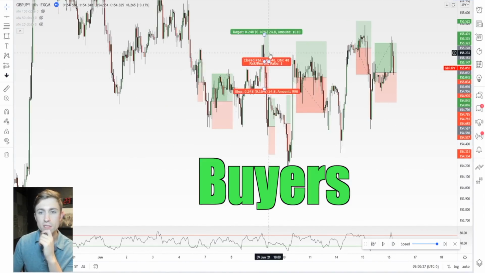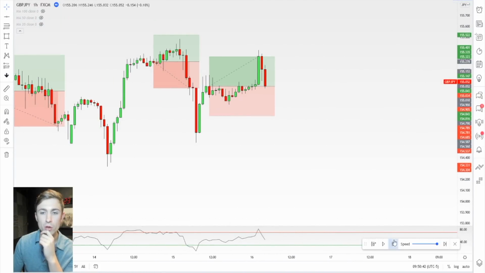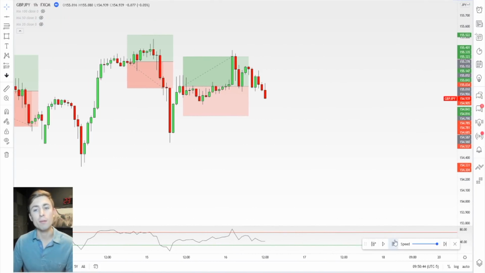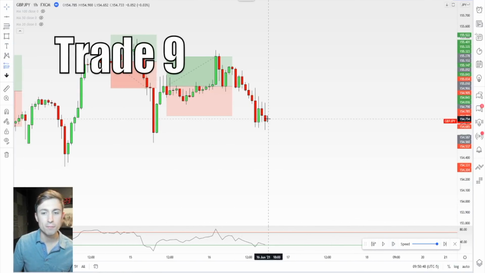So we are currently 8 trades in, and we'll keep going along. So here is trade number 9. A little bit of drop there. Let's see what we think here.